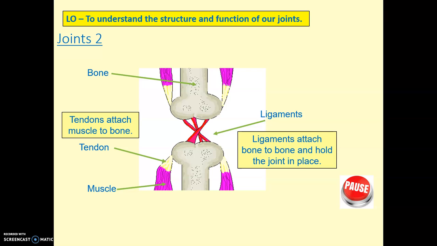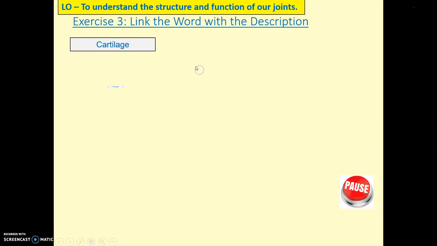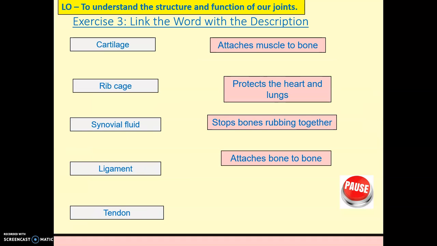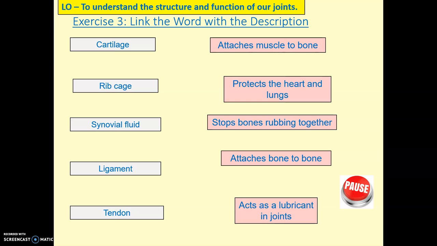Okay, hopefully you got those 2 definitions down. I'm going to help you with the next couple tasks. So what we're going to do now is exercise 3, just to link the words with the description. Can you write down the links with the descriptions and can you try and join them up to the correct one?